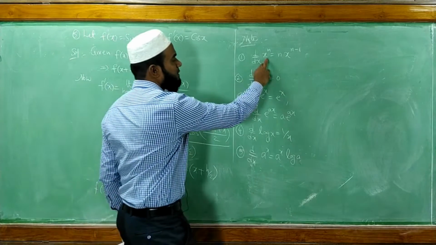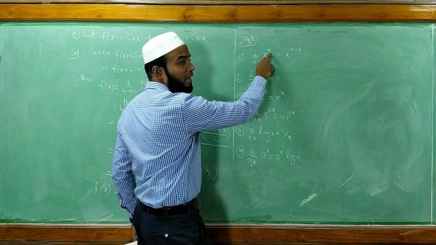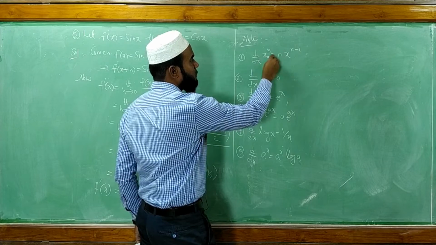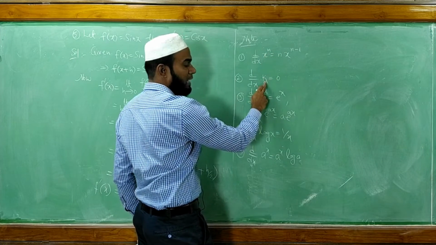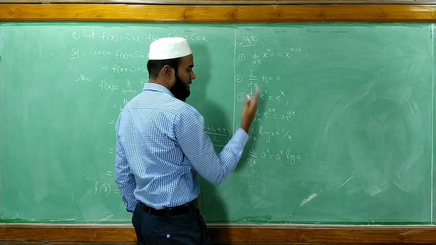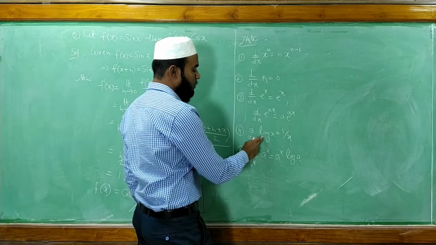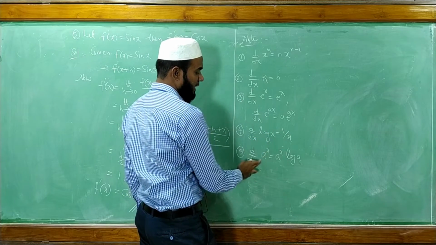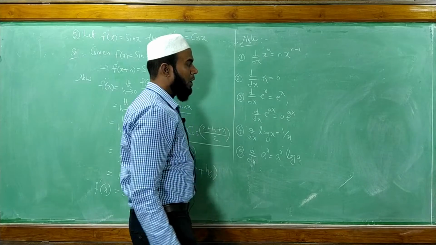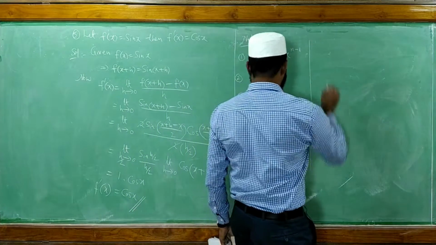Already we have proved, instead of x power n we have considered x power 1. We have proved that derivative of this is 1, and derivative of k also we have proved, derivative of e power x also we have proved. Similarly, we can prove derivative of log x is 1 by x and a power x is a power x into log a. Also, a few more formulae we will see.